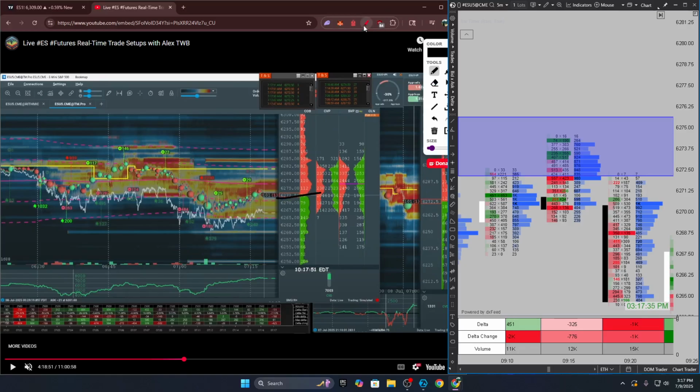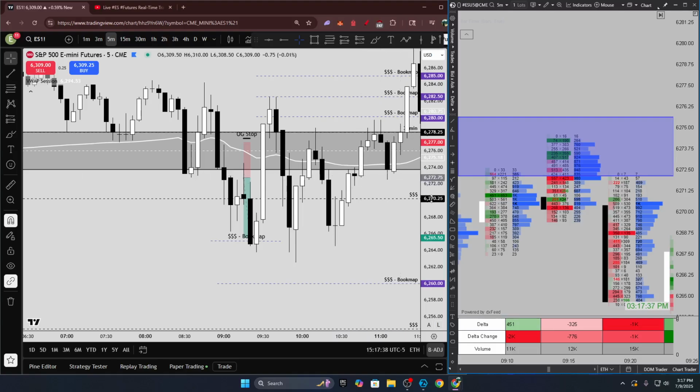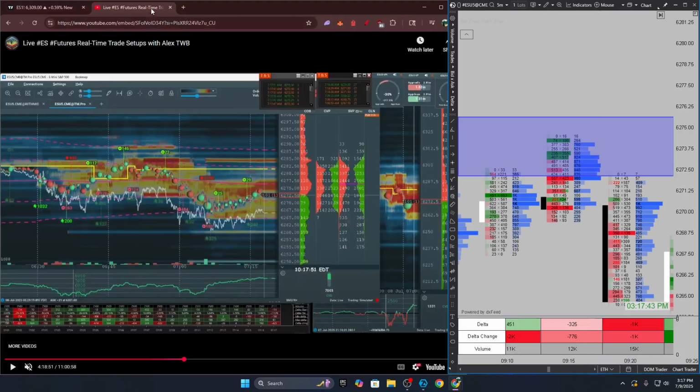So 6272.5, where did we enter? 6272.75. So we entered even earlier than that. Yeah. Right when we started seeing this reaction, we got in. Right around this area. And although you might be saying, hey, but there are passive buyers at this area as well.